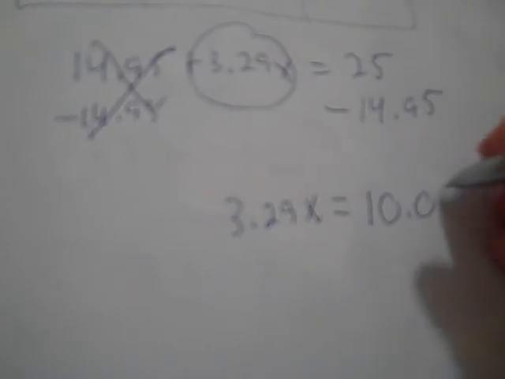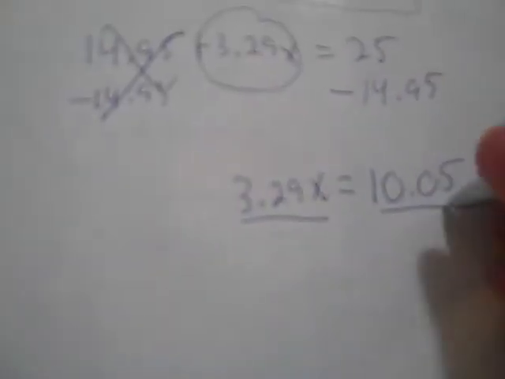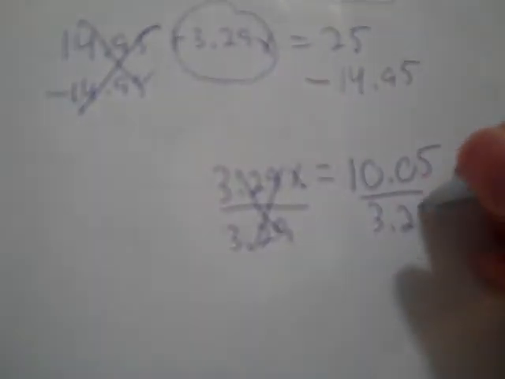So 3.29x equals, and I take 25 minus 14.95. And that's going to be 10.05. So I divide by 3.29, and I hope I get a decent answer. So divide those two, and I get 3.05, but that's okay because you can just afford 3 of them. You'll have money left over, is what I'm saying on that one.